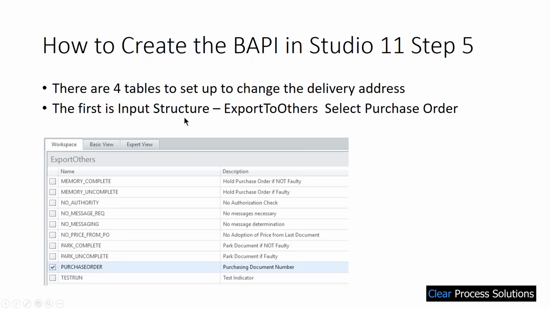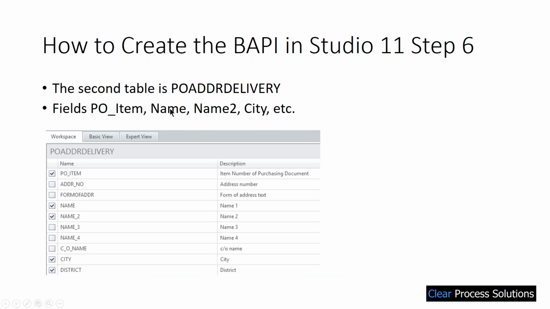Okay, there are 4 tables I used to set up for the delivery address. The first was the input structure, export to others. Okay, this is the first item I needed. I needed to know the purchase order number. So that was kind of ME22. That's the first thing you need. The next item I needed was, since I'm changing the PO address, delivery.